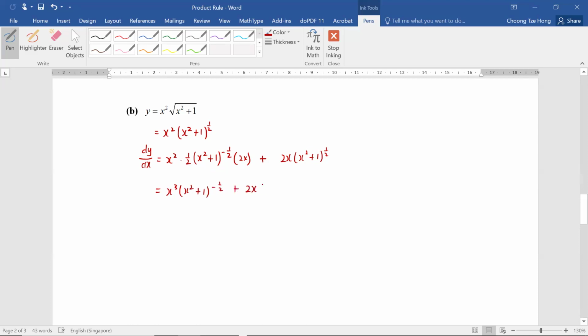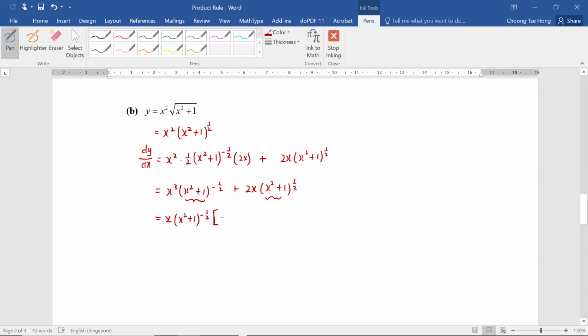That's 2x, x squared plus 1 to the power of half. Right, so what are the common factors? Looks like we just have an x as a common factor. So let's pick it out. The other common factor will be this, of course. So we always take out the smaller power, x squared plus 1 to the power of negative half.